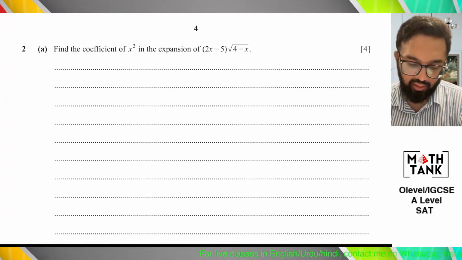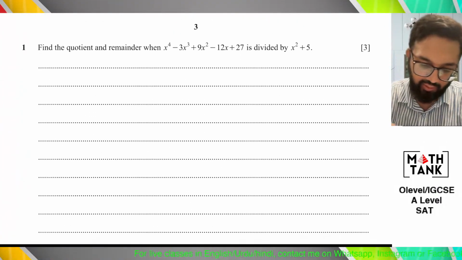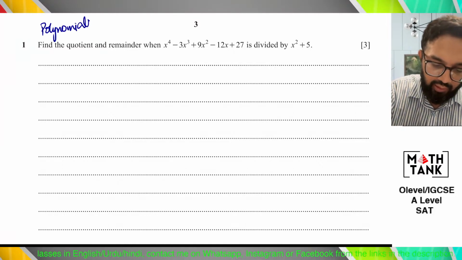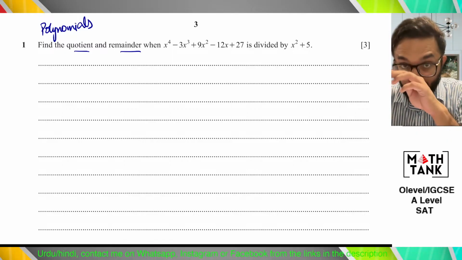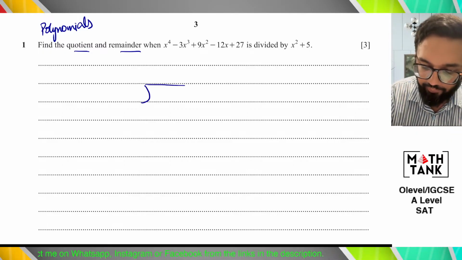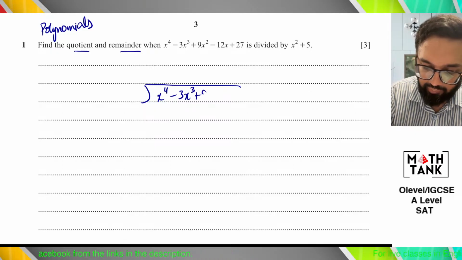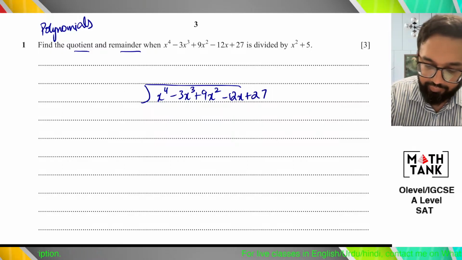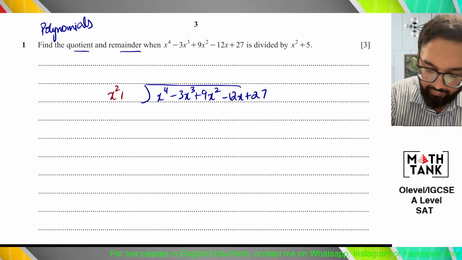Okay. पहला सवाल है polynomials का. तो whenever the question asks you to find out quotient and remainder तो उसमें long division करना ज़रूरी हो जाती है. Okay, so I will divide by x square plus 5.